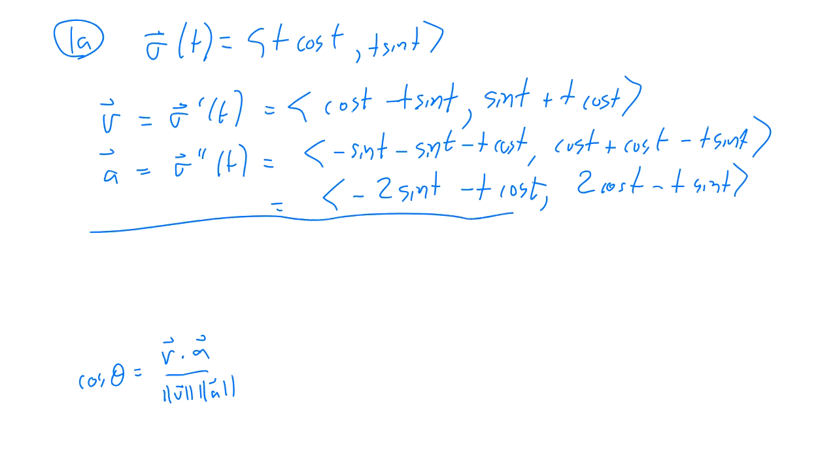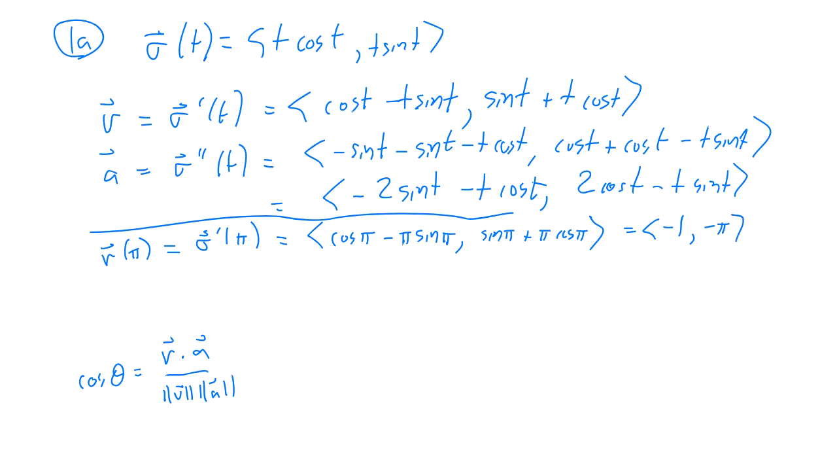So notice that the velocity at time pi is going to be sigma prime of pi, and let's just plug pi in. We'll have cosine pi minus pi sine pi, and sine pi plus pi cosine of pi. Now, sine of pi is 0 and cosine pi is negative 1. So this is negative 1 minus 0 and 0 plus pi times negative 1. So negative 1, negative pi.